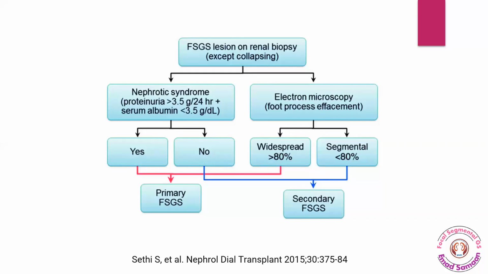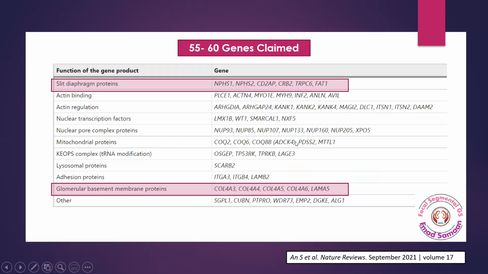Why did I mention this? Because this is now some way of helping me to diagnose the patient and start to approach the patient, start to treat the patient. So if I have an FSGS lesion, and this is nephrotic syndrome, yes, primary. If it's non-nephrotic, I'll think again. Electron microscopy, widespread or diffuse, I'll think again. So this is the second category, which is primary or permeability factor induced.